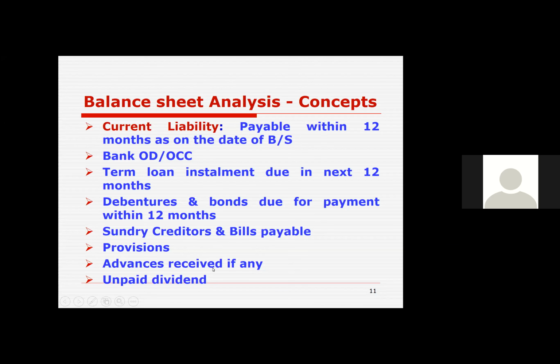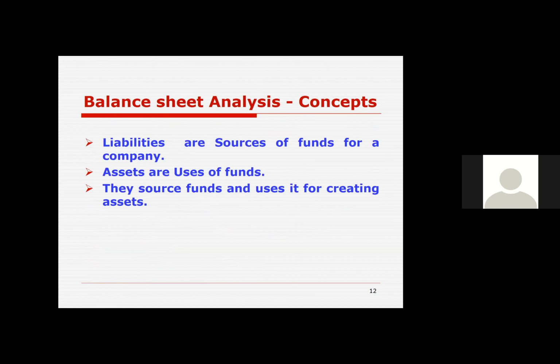So advances, if they have paid, that is advance payment, we show as current assets. Now advances, if they have received anything from somebody, so they have to give back within 12 months, will be shown under current liability. Unpaid dividend of the firm will be shown as current liability. Okay, sir. Now, you got the point.